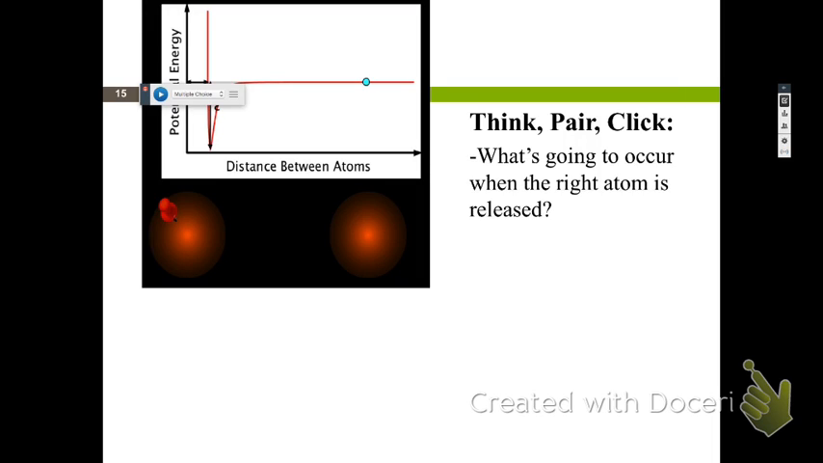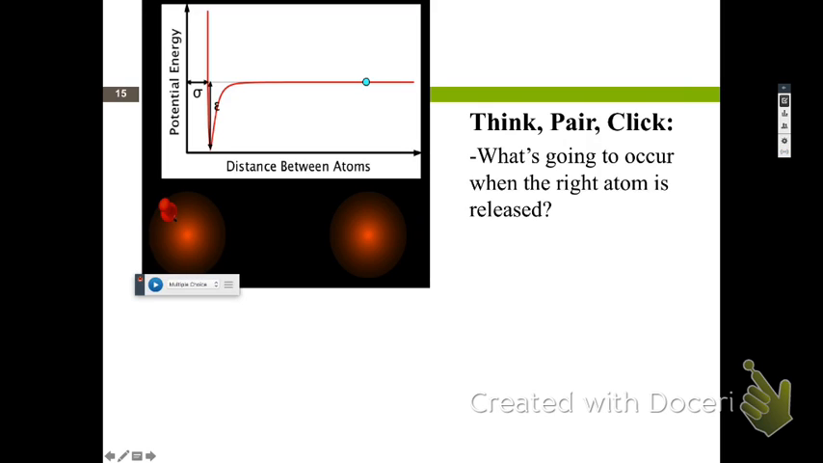Up top, there's also a diagram. I should move this so you can see it. All right, so this diagram is related to the atoms below. We have one of the atoms on the right is that blue dot that's on the line.